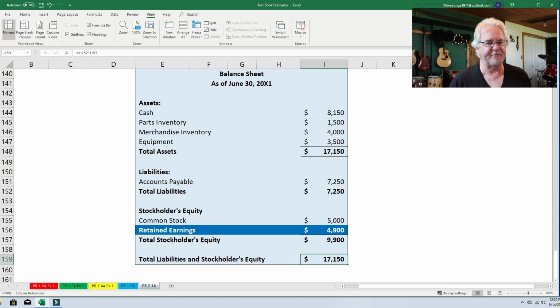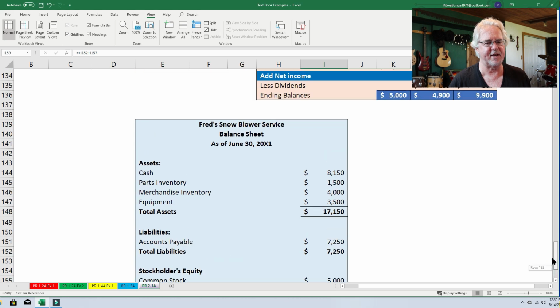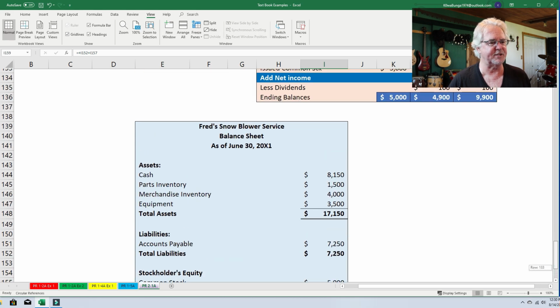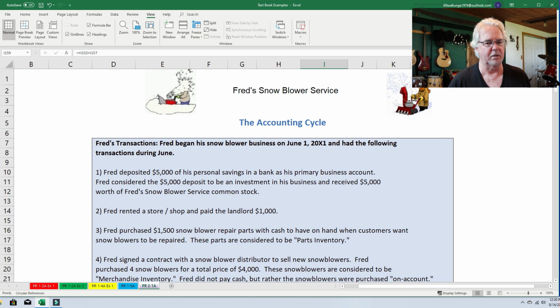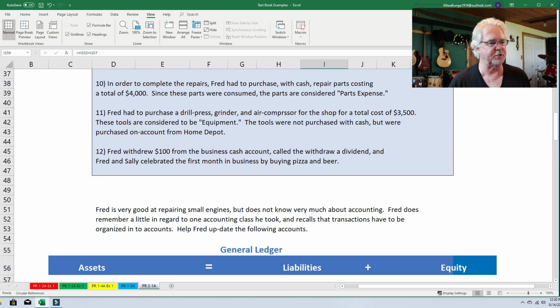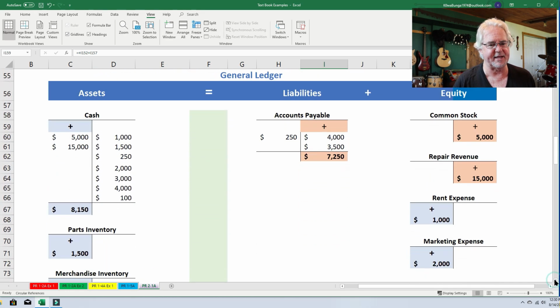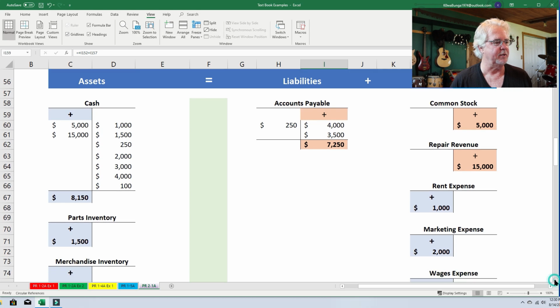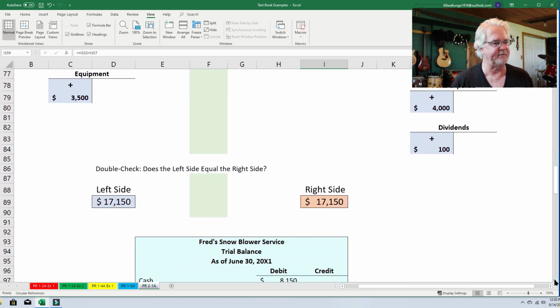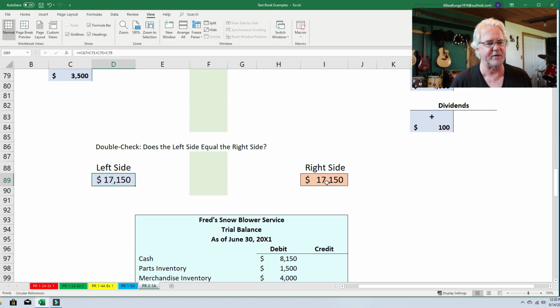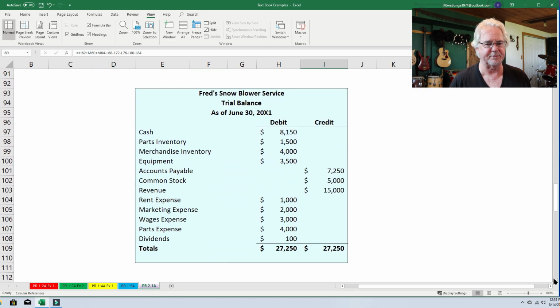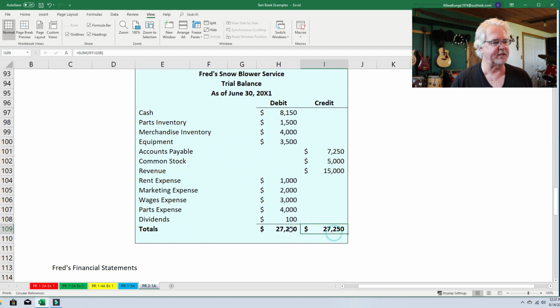So what did we do today, folks? Well, here's what we did. In a nutshell, really fast, we had a bunch of transactions. And what we did is we posted those transactions into the general ledger, the heart and soul of the accounting system right there. And we made sure that it balanced here, right? The left-hand side equaled the right-hand side, and then we did a formal trial balance. And these totals were different, but they do balance. And then we did our financial statements.